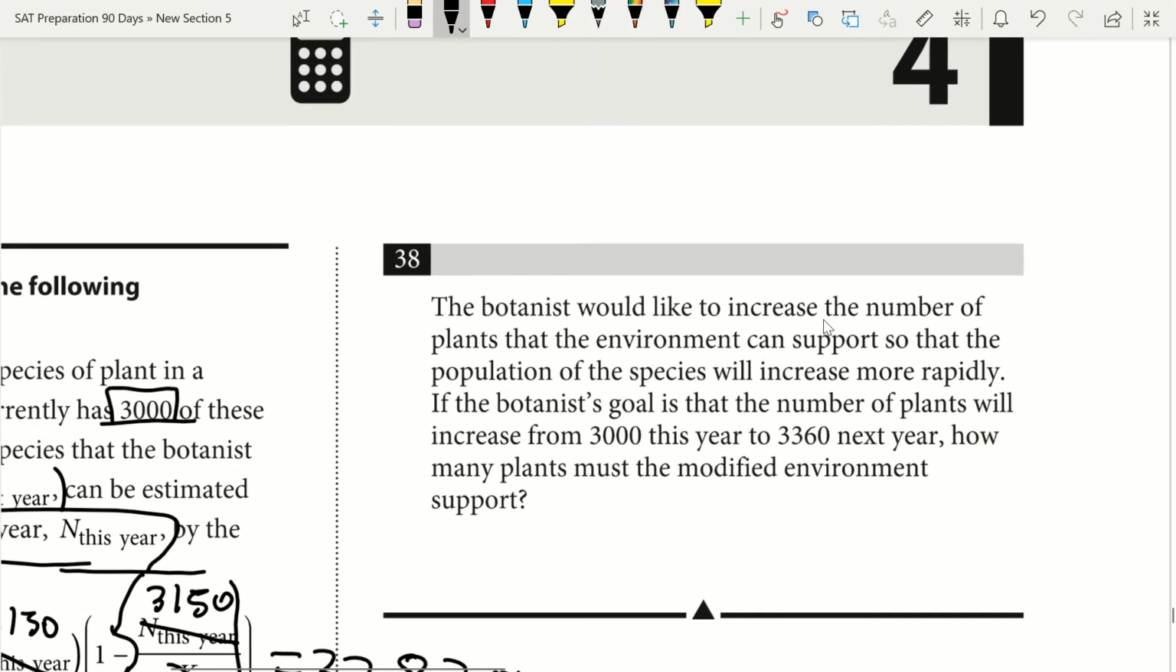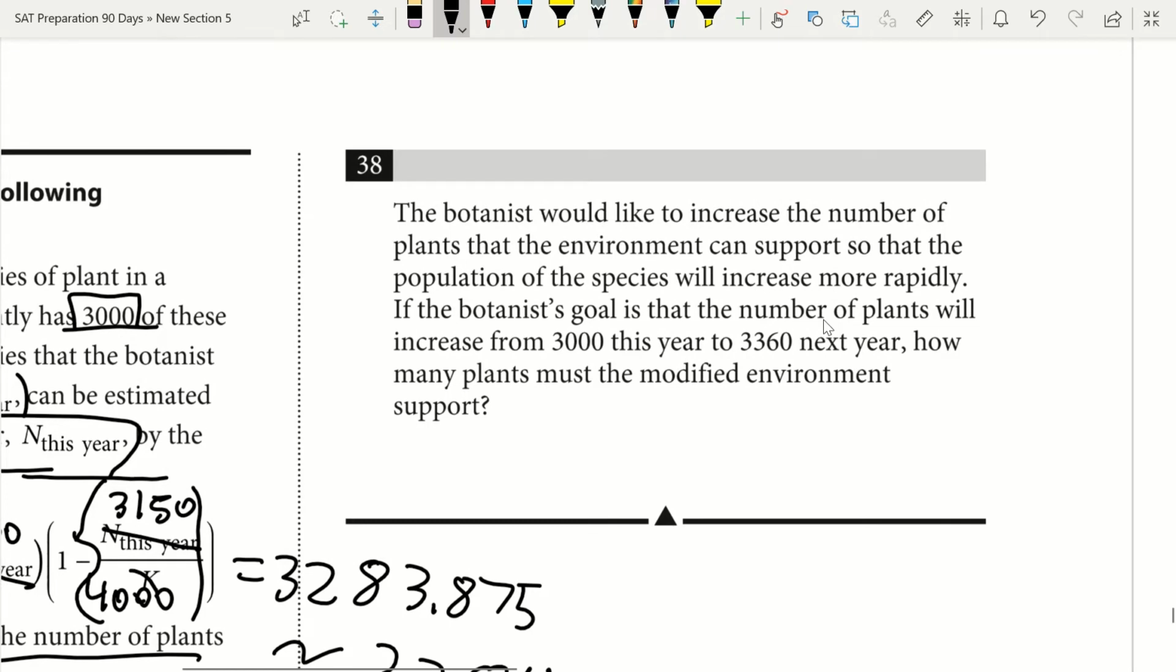Let's take a look at what 38 is asking. The botanist would like to increase the number of plants the environment can support so that the population of the species will increase more rapidly. If the botanist's goal is that the number of plants will increase from 3,000 this year to 3,360 next year, how many plants must the modified environment support?